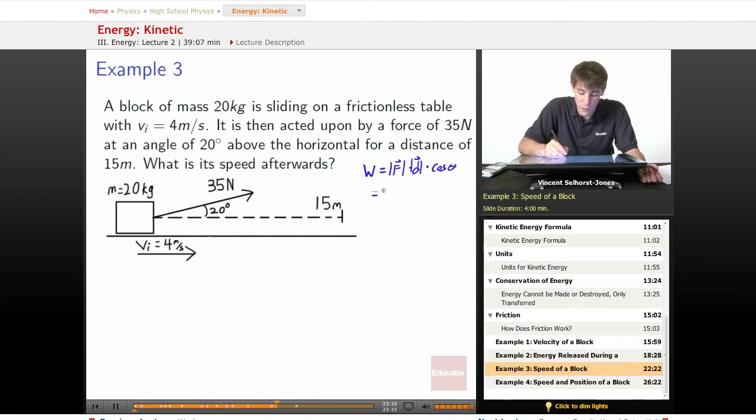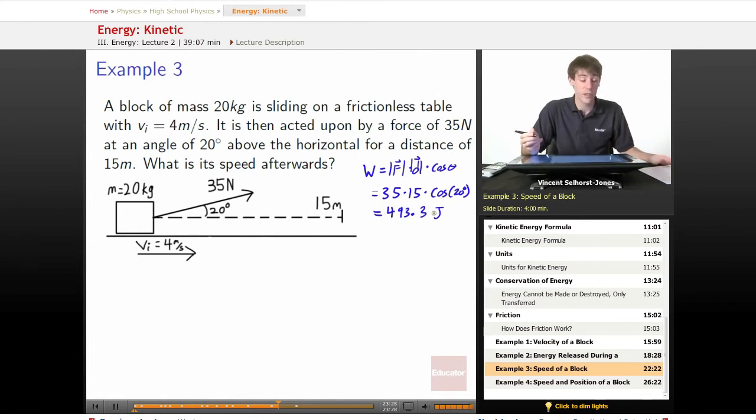What's the force? The force is 35 newtons. What's the distance that it travels? 15 meters times cosine of 20 degrees. We plug that into a calculator, and we get 493.3 joules. All right, conservation of energy formula.